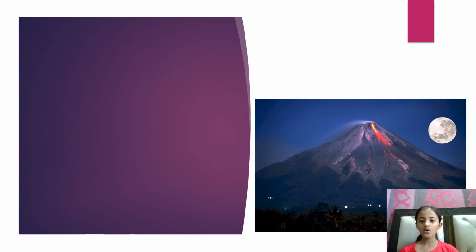Here you can see there is a picture of a volcanic mountain. It's the structure basically. And now we have a simple volcanic mountain like in pictures you see.